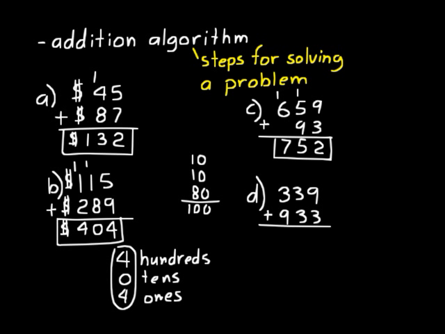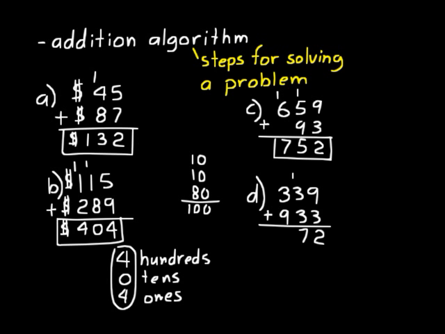Let's do one more problem. 339 plus 933. Add in columns starting with the ones column. 9 plus 3 is 12. So we bring a 2 down and the 10 goes to the next column. The 1 from the 10 goes to the next column. 1 plus 3 is 4. Plus 3 is 7. And so we don't bring anything to the hundreds column with that.